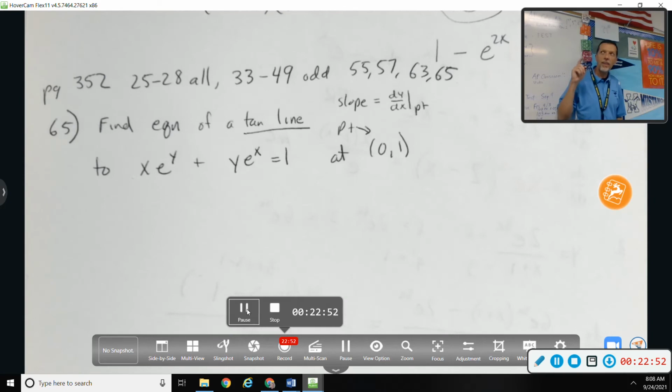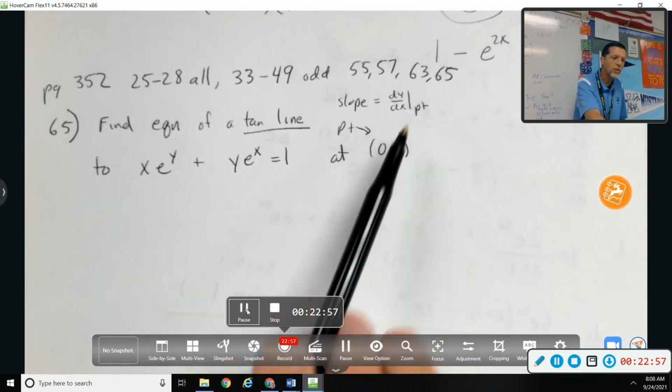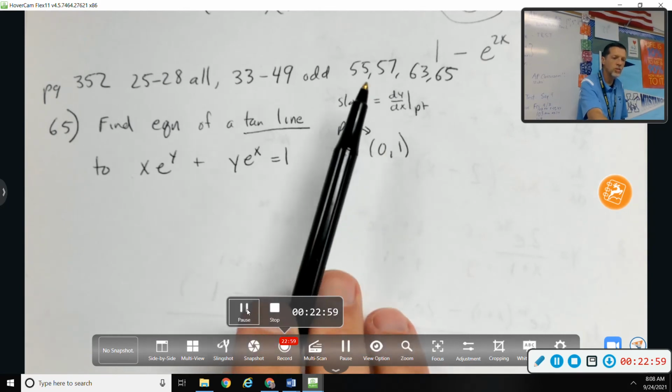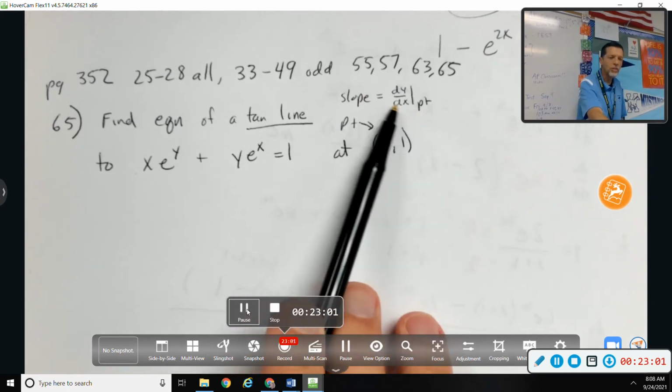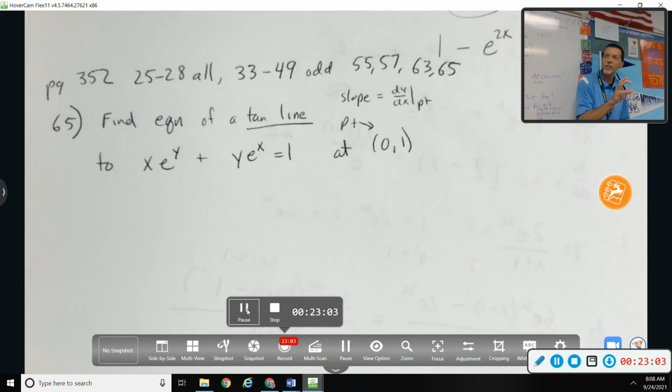And then some of you messed up this step on the test: once you find dy/dx, you've got to plug in the point so you know the slope at that point. Whatever you get for dy/dx, that's not enough. You've got to plug in the point to get the value for that.